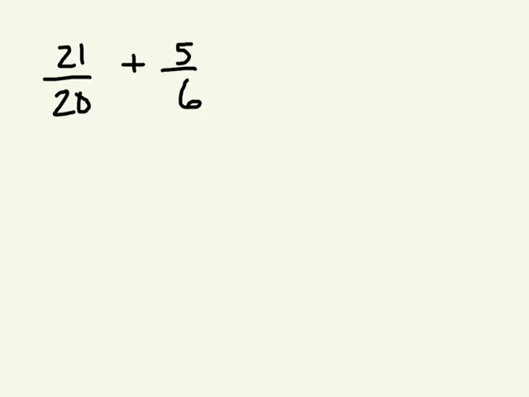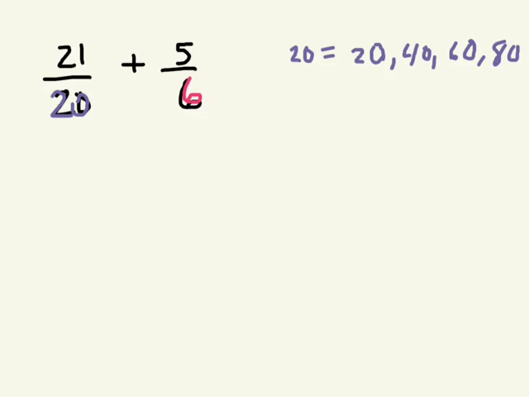Okay, so now we want to add an improper fraction, 21 over 20 plus 5 over 6. So we need to find a common denominator. So let's start by listing the multiples of 20. So 20, 40, 60, 80. We'll stop there and we'll list the multiples of 6.